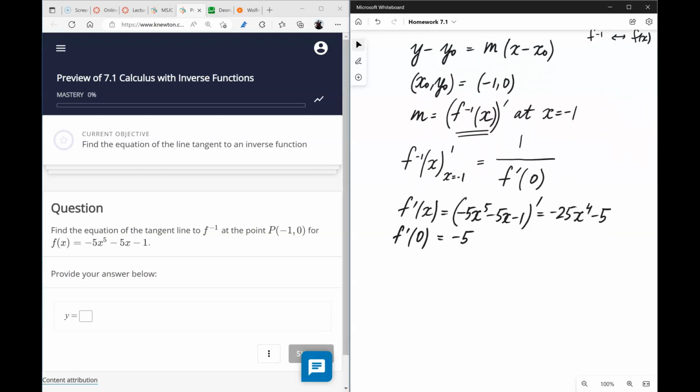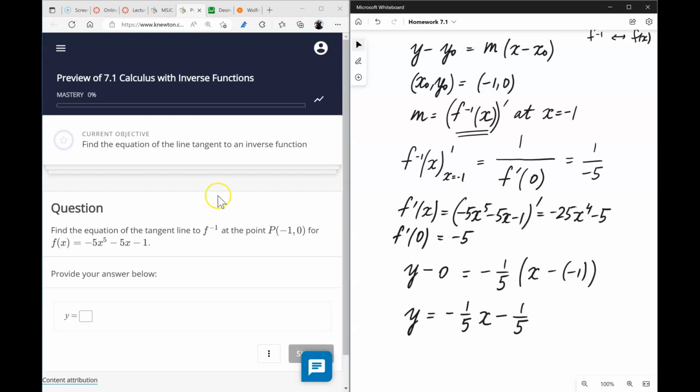And now we can put everything together, right? So we have all the ingredients. So the equation of the line will be y minus 0 equals, so the slope is going to be 1 over -5. So it's going to be -1 over 5 times x minus -1. So the final answer is y equals -1/5 x minus 1/5.